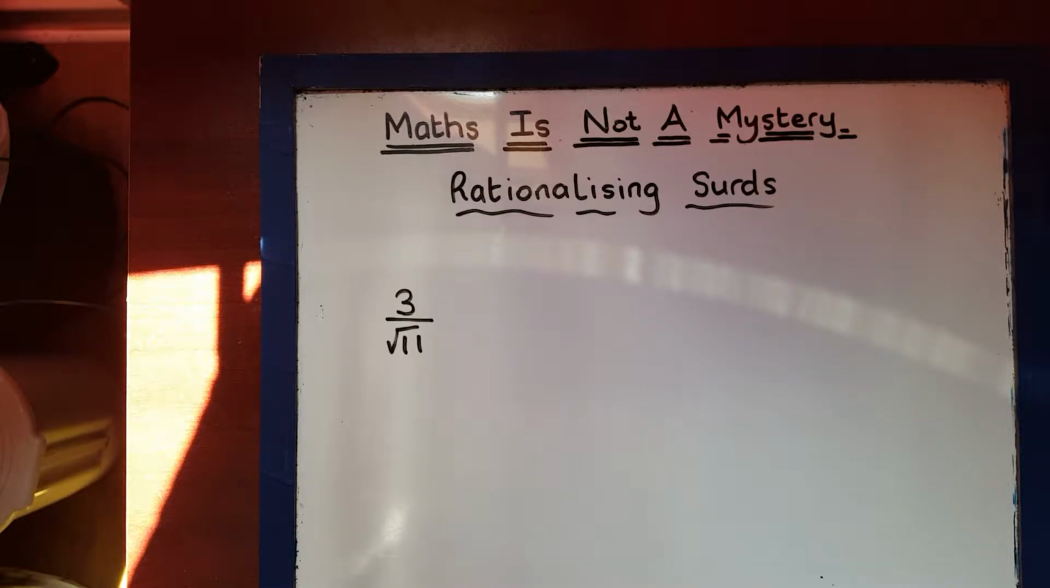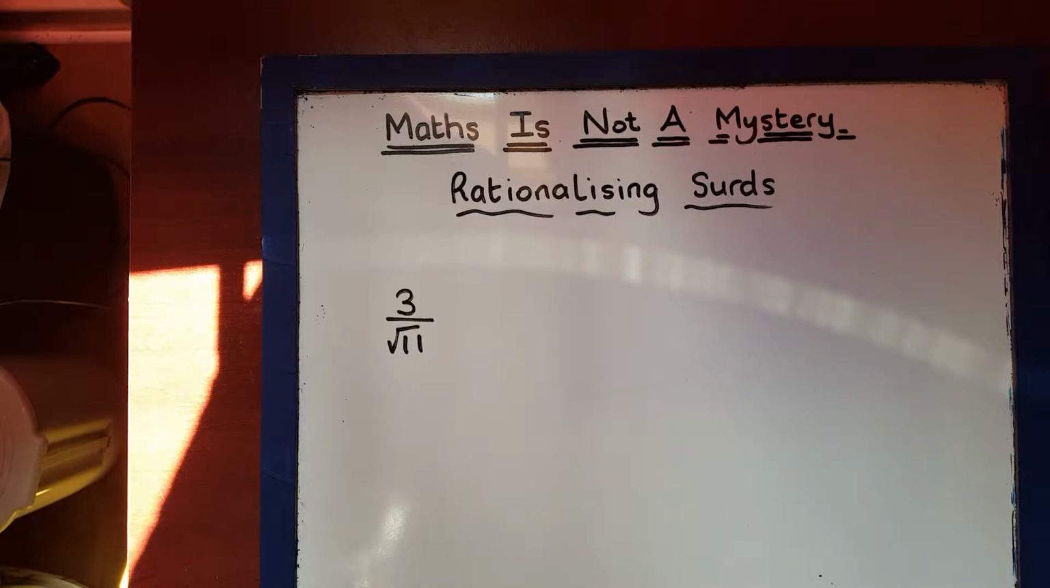We are doing the second of our Surds videos today, and this is all about rationalising surds. Now, first of all, let's make it quite clear what rationalising means. The surd fraction that you can see there in front of you, 3 over the square root of 11, is something that is absolutely abhorrent to most mathematicians.